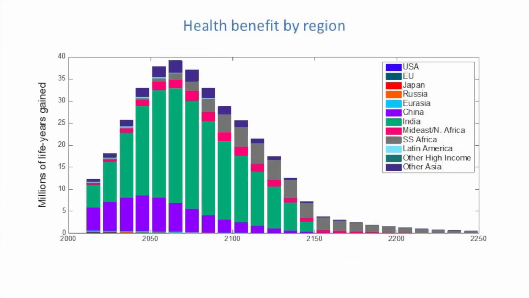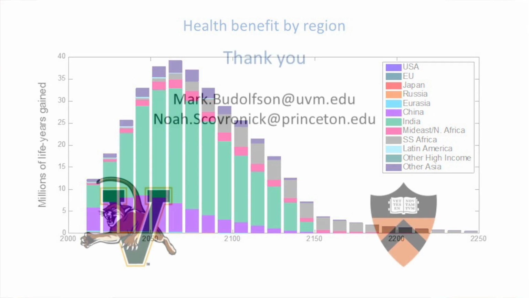And in terms of the distribution of the health benefits over time, this graph shows that India in green and China in purple reap the lion's share of the benefits in the near term, while Africa in gray gains most in the later decades. So this provides a strong case for carbon mitigation, even in areas with lower per capita emissions and less responsibility for climate change.